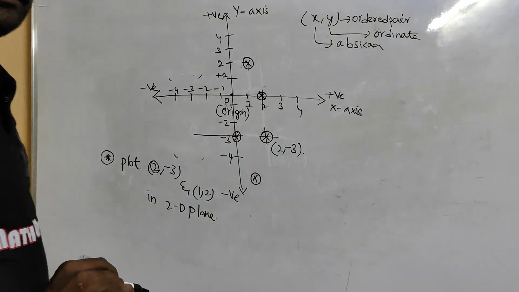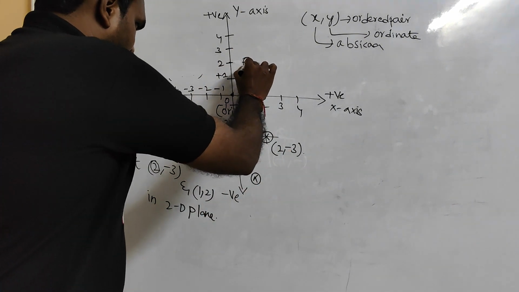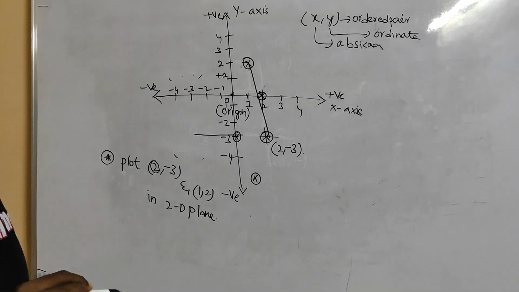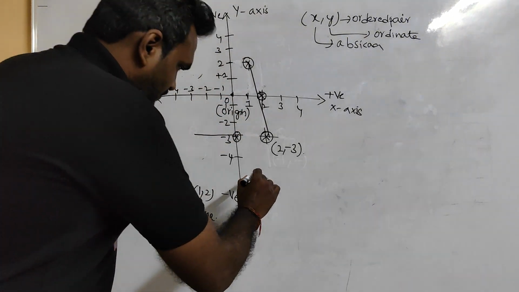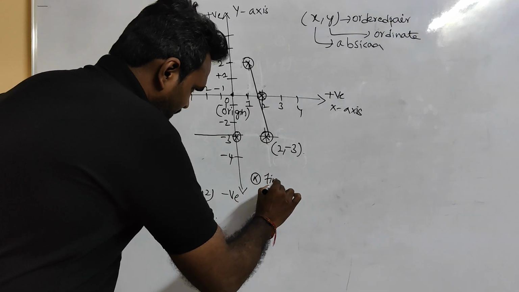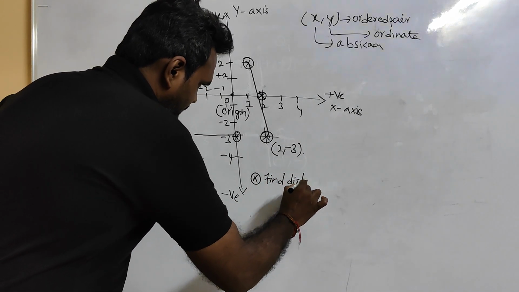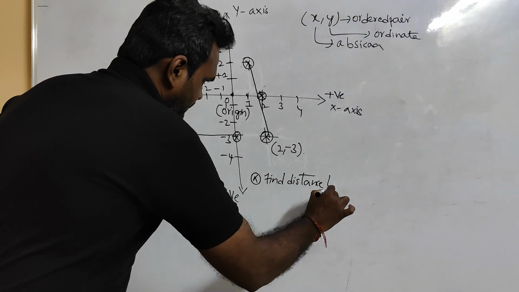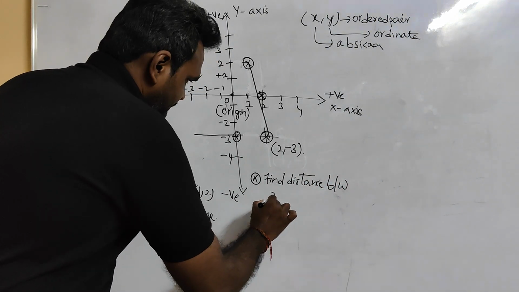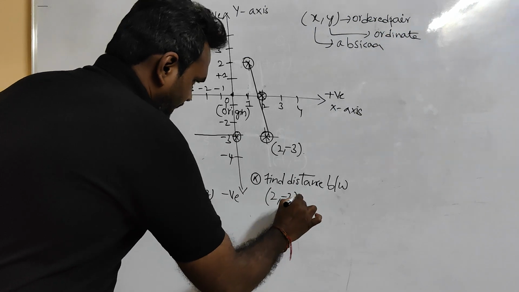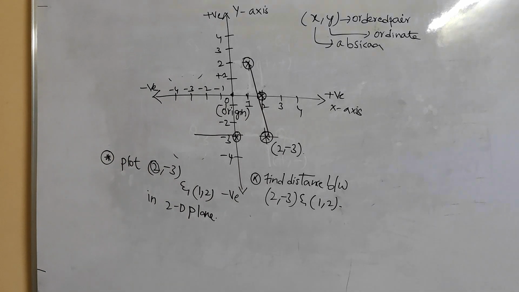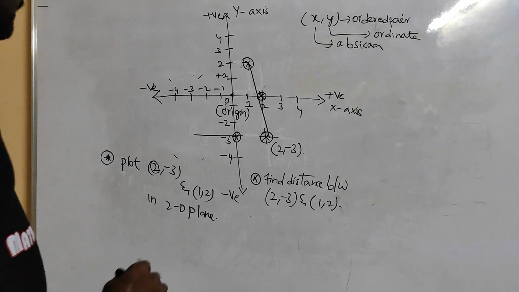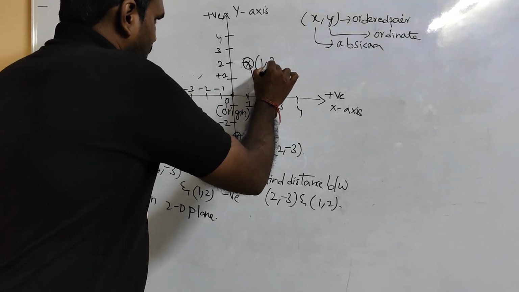After plotting the points, I want to join these 2 points, for example, and I want to find the distance between these 2 points. So question is, find distance between, what are the points given? (2, -3) and (1, 2). This is the question. Find distance between (2, -3) and (1, 2).